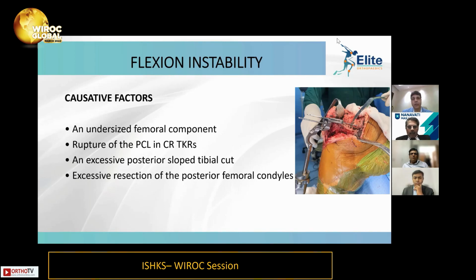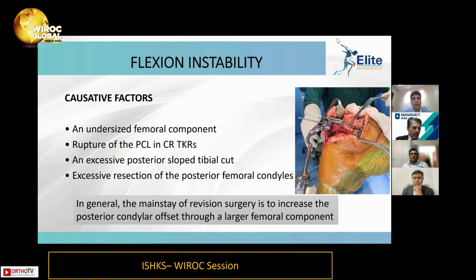Any excessive posterior slope, as you see in this picture, or excessive resection of the posterior femoral condyles. These are the cases where the flexion and extension gaps are not balanced and they have a flexion instability. So in general, the mainstay of revision surgery is to increase the posterior condylar offset through a larger femoral component and posterior augments.